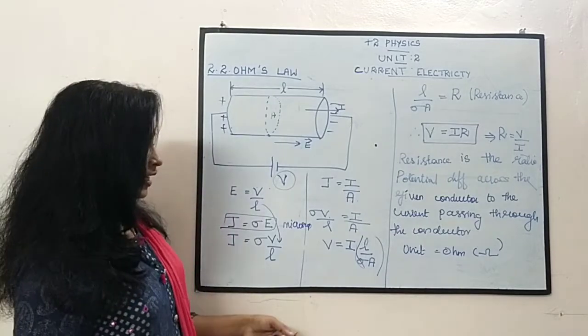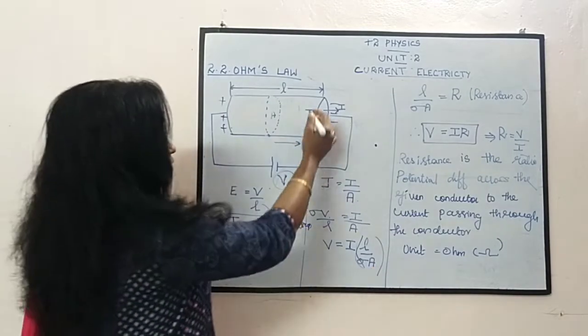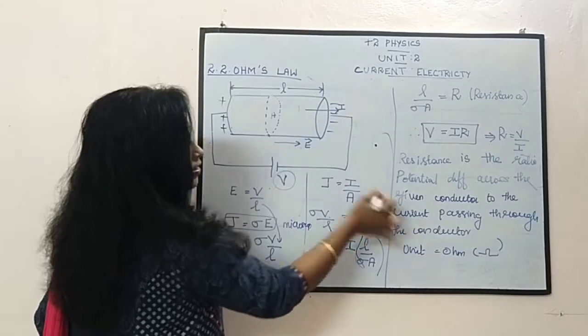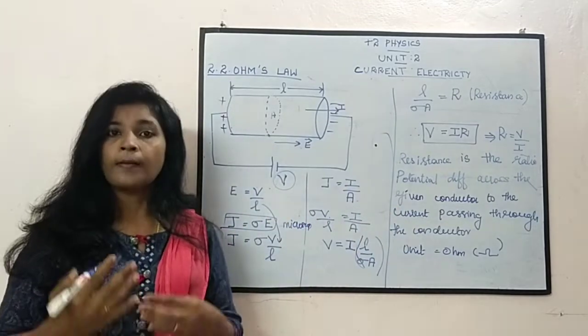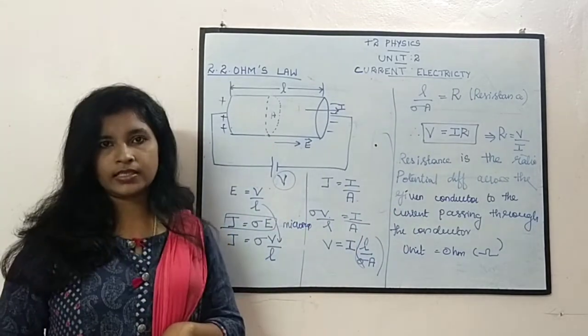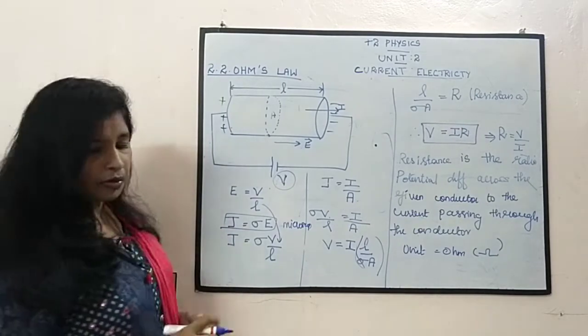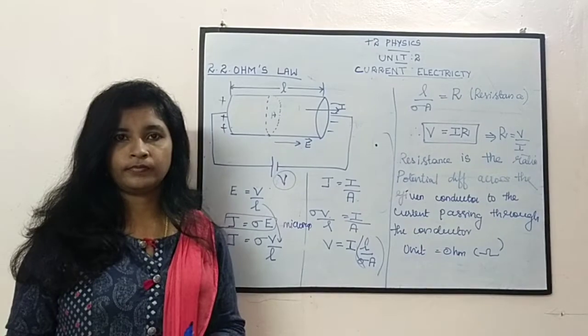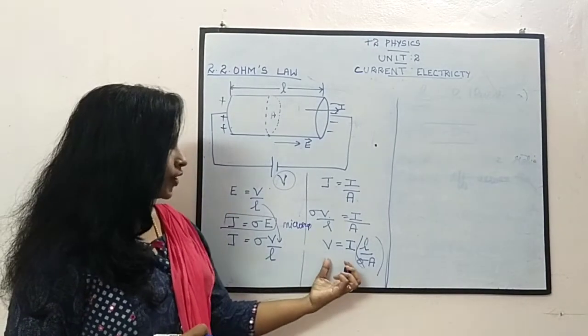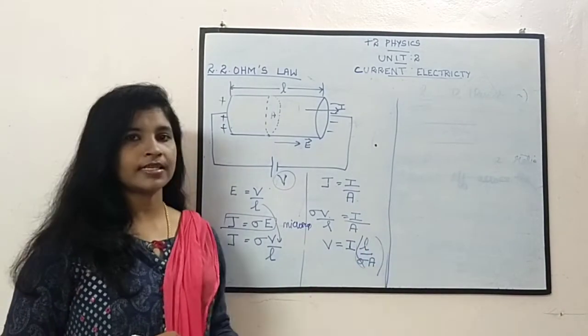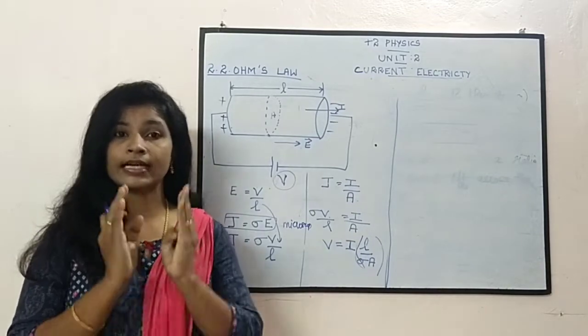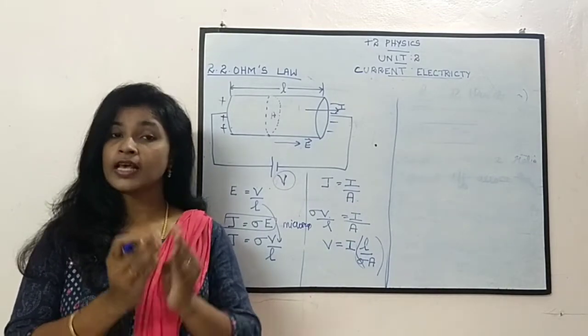Similarly, if the cross-section area is increasing, what happens? My current will become decreasing. Why is it reducing like this? I'll give you an idea about that. So I can write this constant as R. That is called resistance.